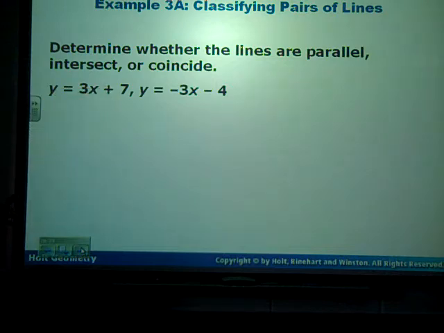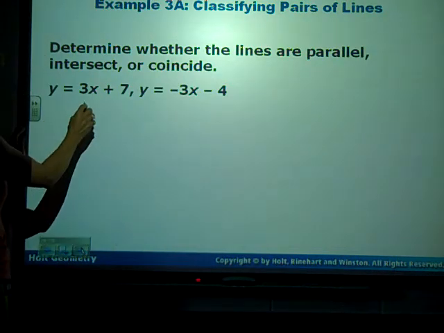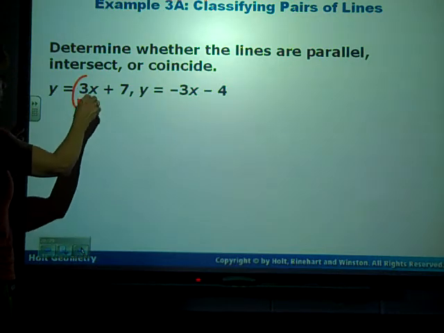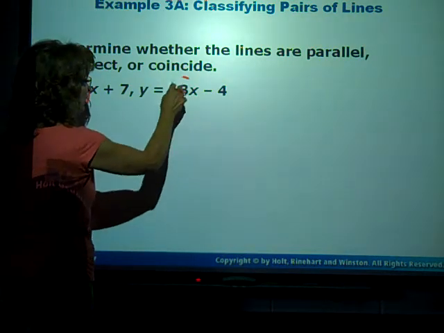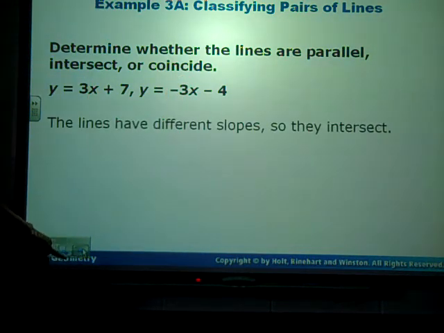Now we look at these. The first thing I'm going to do is look. Right here's my slope. Right here's my slope. They're different. I look back at my table and I say they intersect. And that's all you need to say.